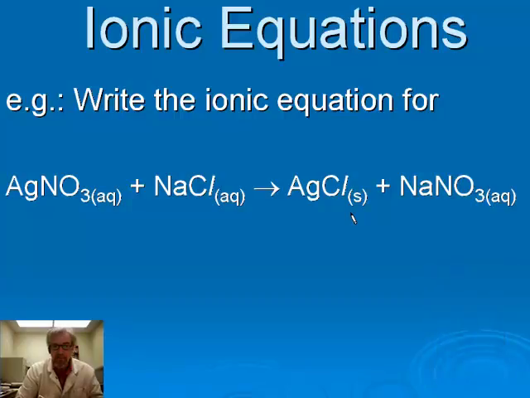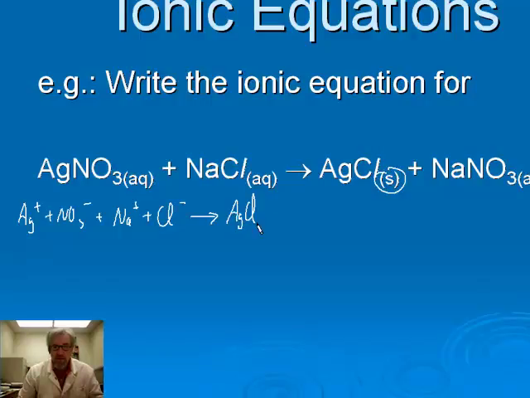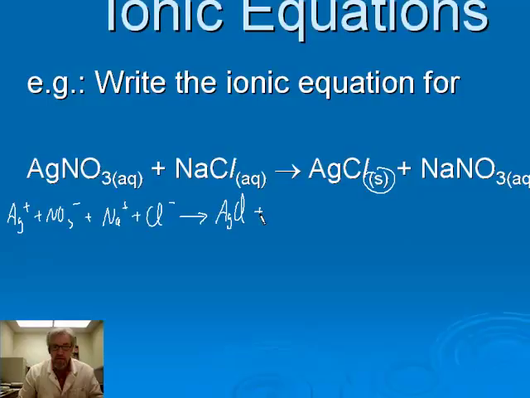Well, AgNO3 is aqueous and soluble, so I would have to write Ag plus NO3 minus, splitting that up. Sodium chloride also soluble, and it's an ionic compound. I split up Na plus and Cl minus. On the other side of the arrow, I have AgCl, which is solid. I can't split that up, so it's going to be AgCl. And NaNO3 is an aqueous ionic compound, so I split that up to Na plus and NO3 minus.